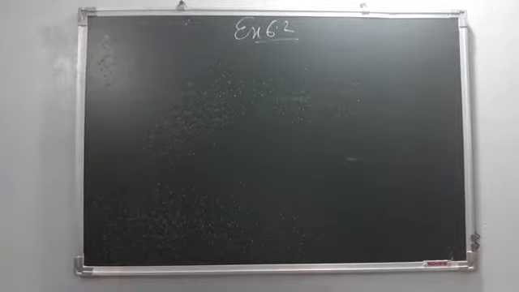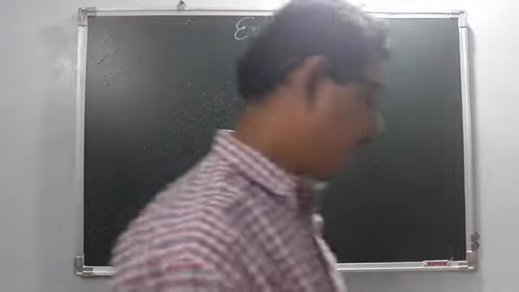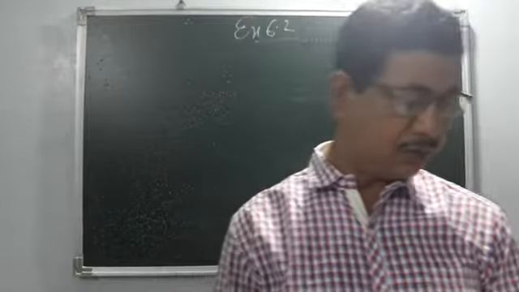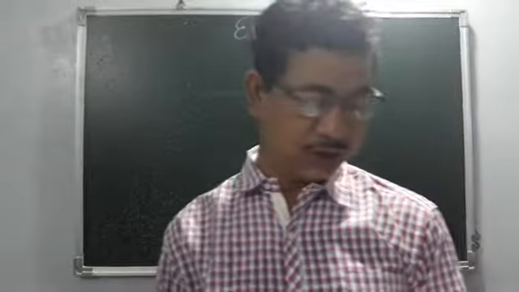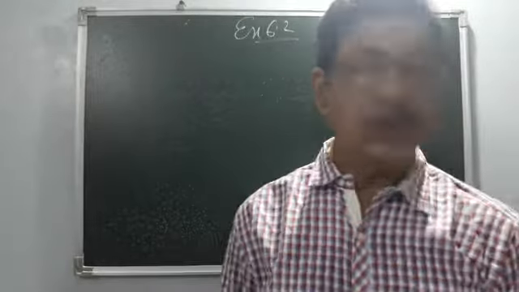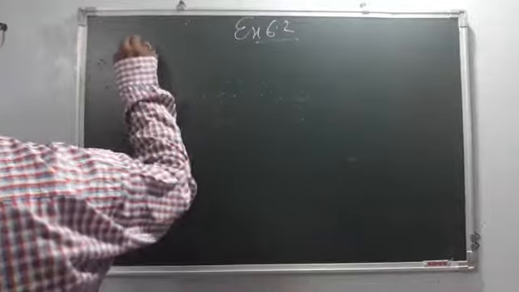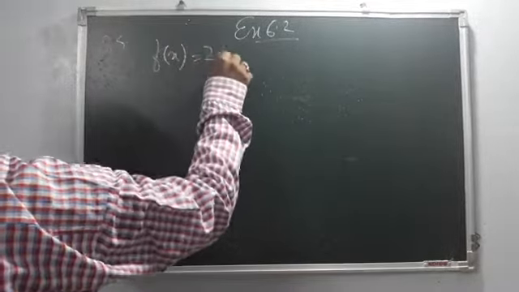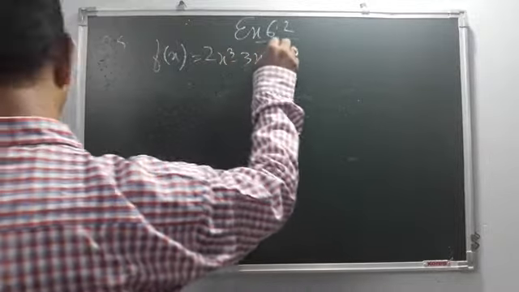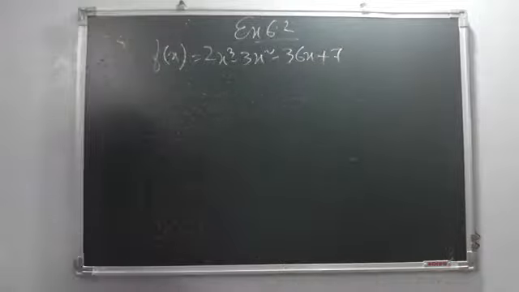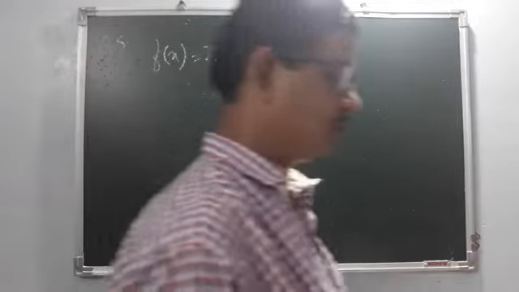Now we will do question number 5. Question number 5 is like that: find the intervals in which the function f given by this is strictly increasing, strictly decreasing. So we can do this sum like the earlier one. So here f(x) is 2x³ − 3x² − 36x + 7. So this is our f(x).